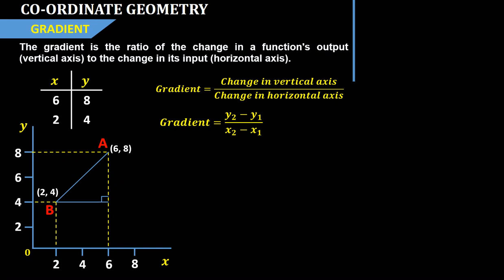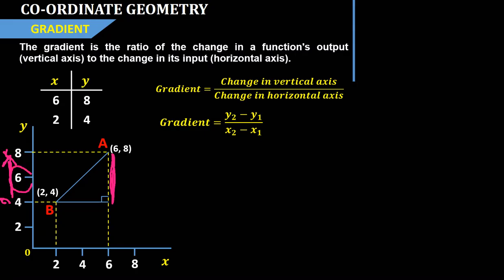By how much has there been a change in your vertical axis? You can see this is the vertical axis, and this is where the points are lying. So on this vertical, we have 8 and 4. By how much has this 4 changed to increase up to 8? That's why we have to do 8 minus 4. So we want to know what is between these two.